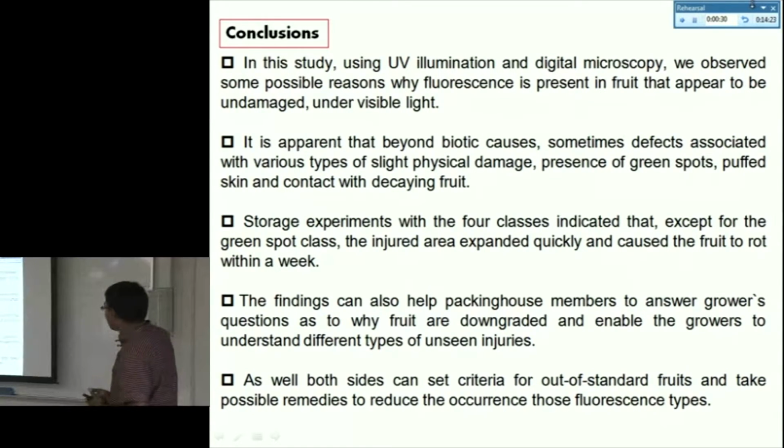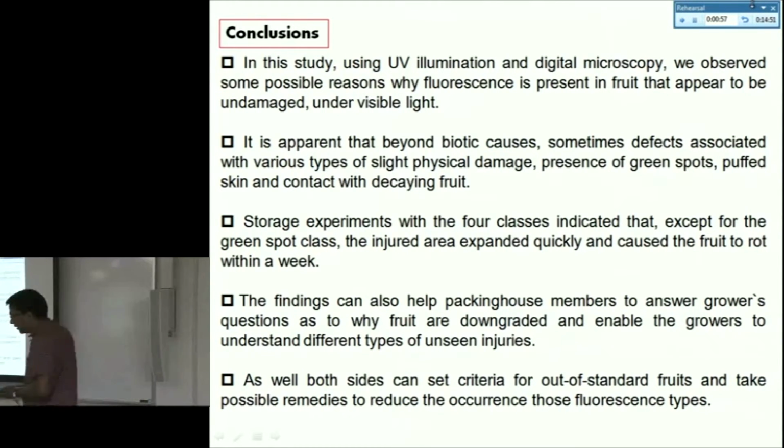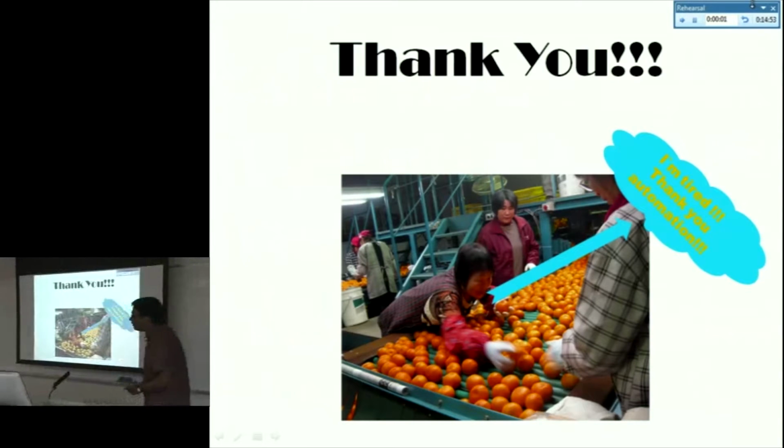And the storage experiments with the 4 classes indicated that, except for the green spot class, the injured area expanded quickly and caused the fruit to rot within a week. And these findings can help the packing house members to answer growers' questions as to why fruit are downgraded, and enable the growers to understand the different unseen injuries, as well as both sides can set criteria for out-of-standard fruits and make some possible remedies to minimize losses in the future.